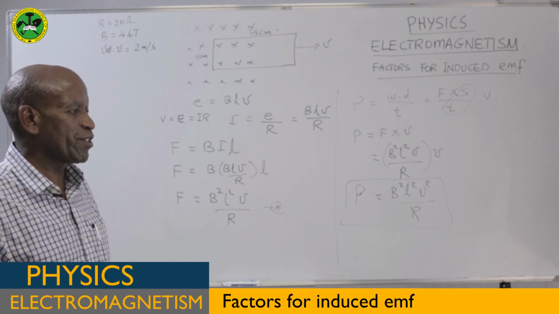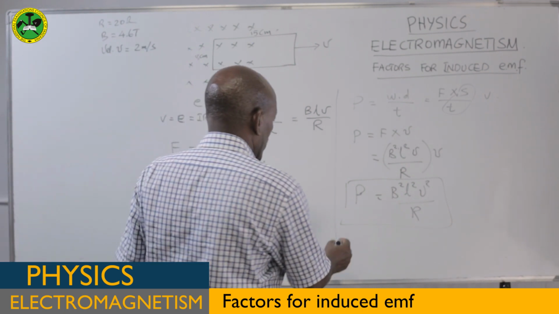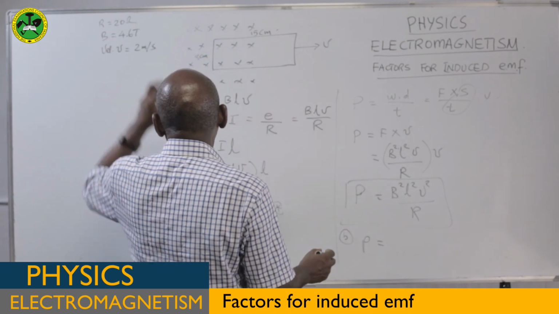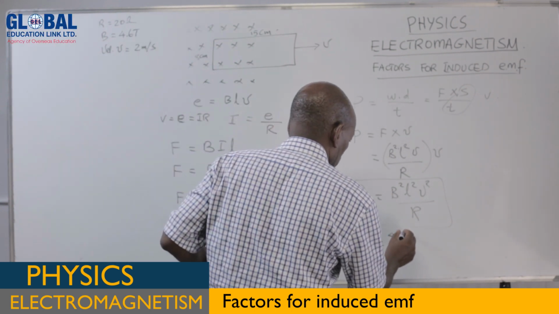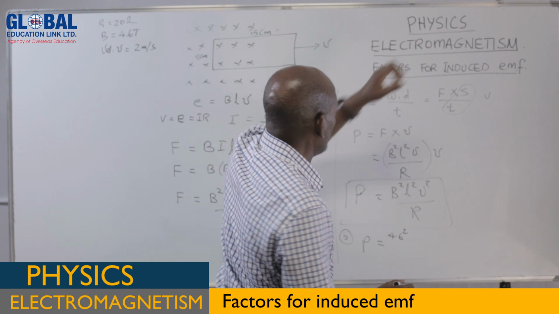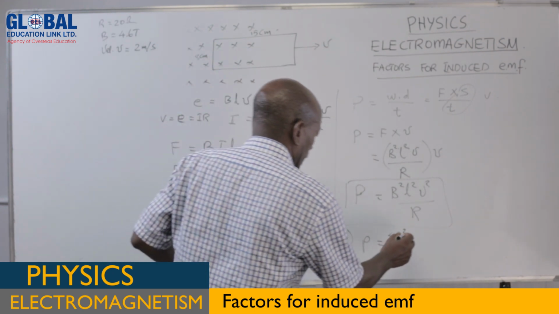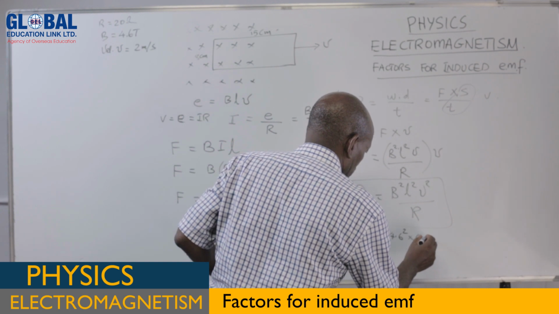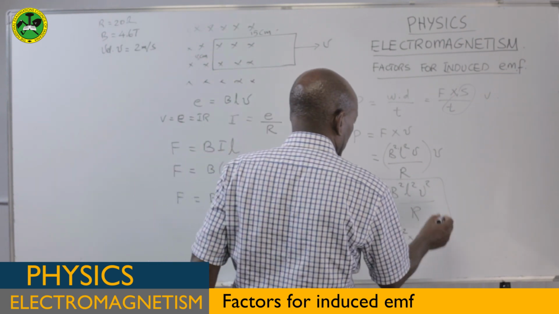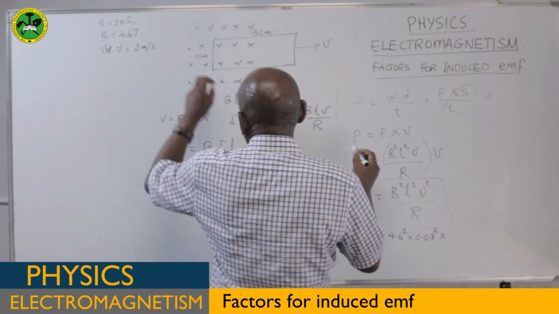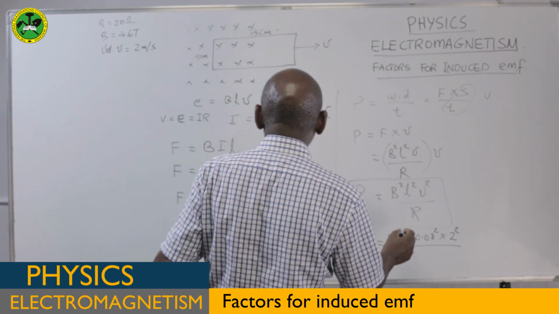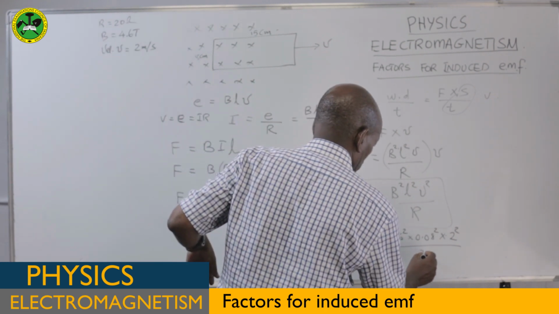Now it's a matter of substituting. To obtain the value for the power, we substitute. The value for B is 4.6, so we take 4.6 squared. The length L is the length which really interacts with the field whenever it is moved away from the field, which is 8 centimeters, that is 0.08 meters, squared. The velocity there is 2 meters per second, so this is 2 squared. And we divide by the resistance, which is given there as 20 ohms.